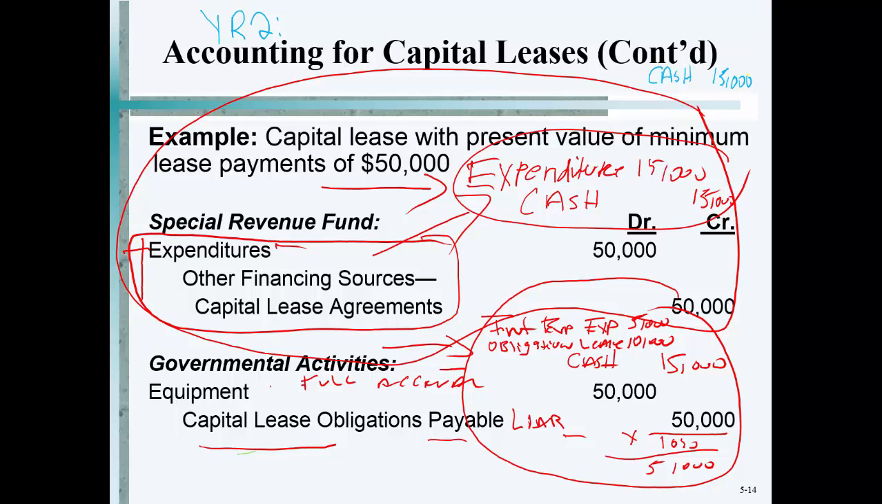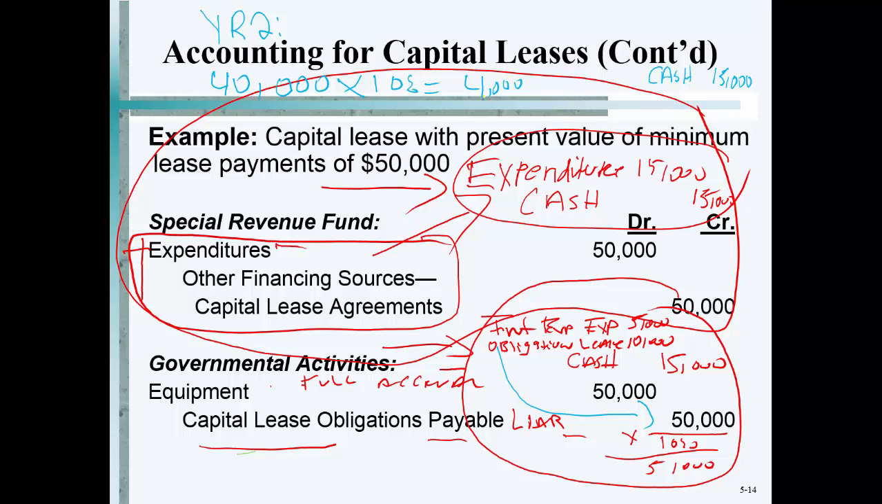Okay, so what's happening? I credit cash for $15,000. Now what? I still got to credit cash for $15,000. What was the balance on this thing? If it started at 50 and I just paid down the obligation $10,000, what's the balance there now? Now the balance is what? $40,000. What's the interest rate on this thing? 10%. So that means my interest in year 2 is what? $4,000?